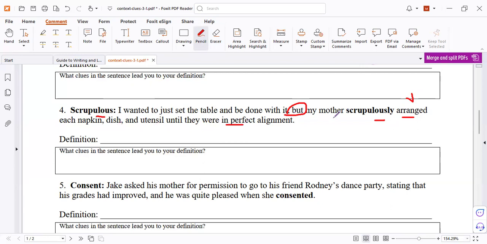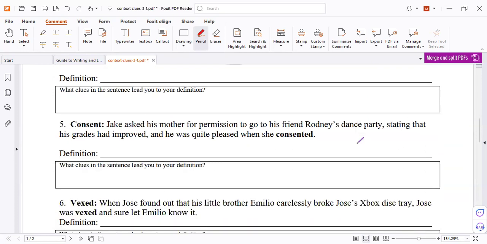So how did my mother arrange it? Carefully, in full detail, with great attention to detail. Yes or no? Yes. Or very cautiously, everything in the correct placement. So scrupulously, like that. So if I say scrupulous notes from the judge in the court, I mean very accurate and detailed notes.